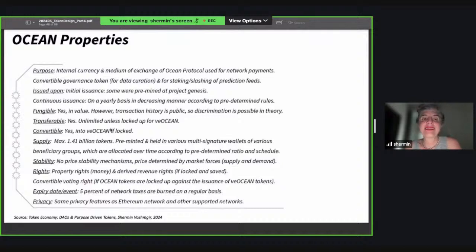The token is fungible in value. However, transaction history is public on the Ethereum blockchain, so discrimination, as we know, is possible in theory. Tokens can be tainted, but in theory, it's fungible. Ocean tokens are transferable. Transferability is unlimited unless they are temporarily locked up for creating Vocean for voting purposes, and we will look at Vocean in the next slide. This means that they're also convertible, yes, because by locking them, I convert the Ocean token temporarily into a Vocean token for voting purposes.